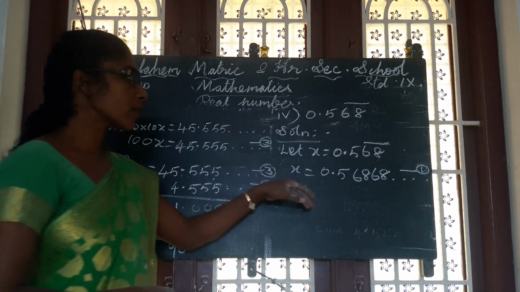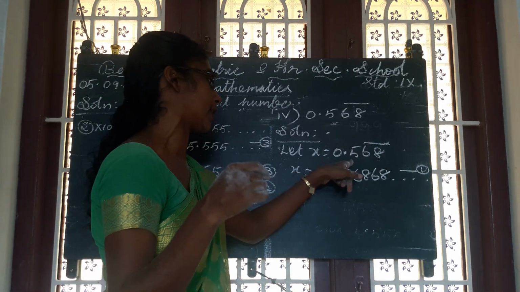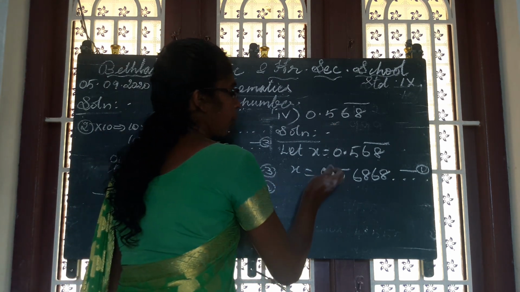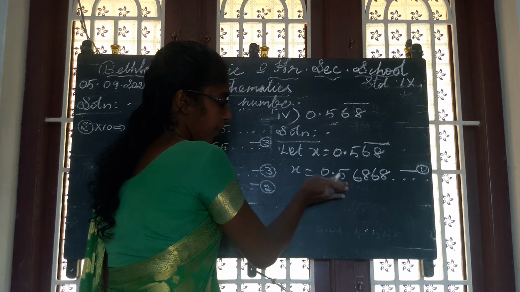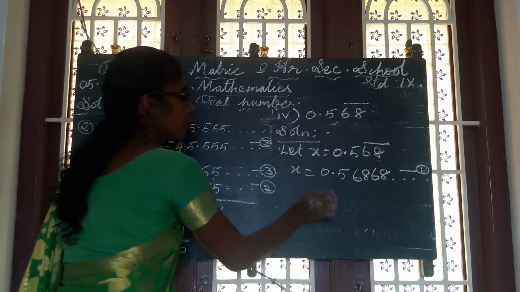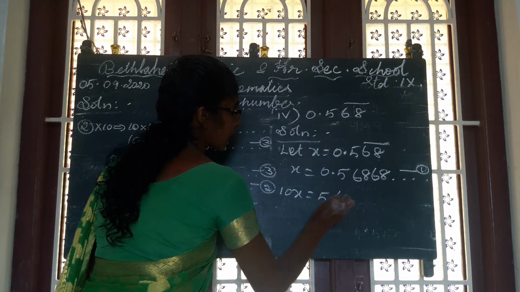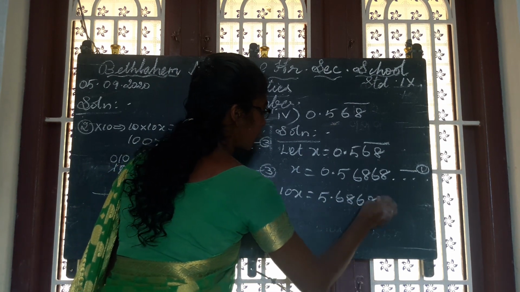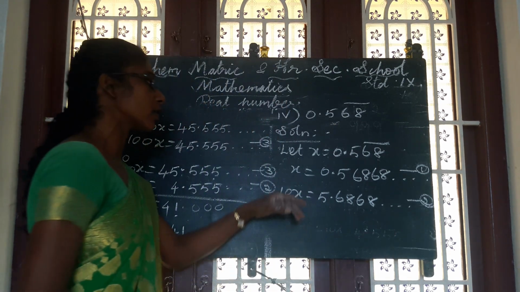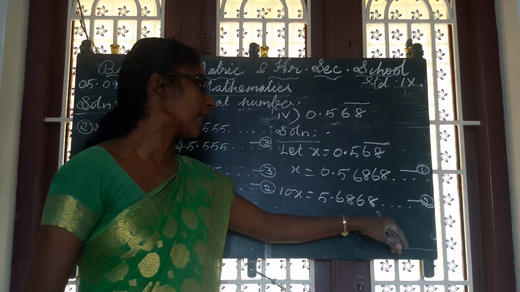Next, which digit is not repeating? 5 is not repeating. That is the tenth digit, not repeating. So you want to bring this 5 before the decimal. So you have to multiply that by 10. So, 10x is equal to 5.6868 etc. This is equation 2. Equation 2, x into 10, 10x is equal to 5.6868 etc.